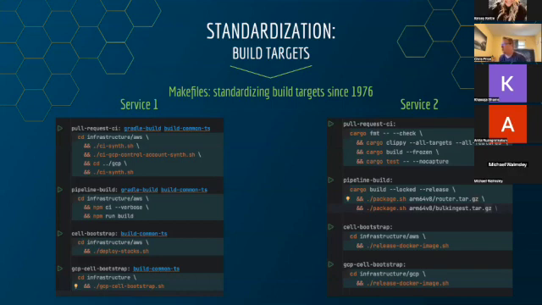So what I'm showing here is we use a pretty simplistic way to solve this problem. We just have makefiles, and we have a makefile that we put into each of the components of our application that has a standardized set of build targets in it.